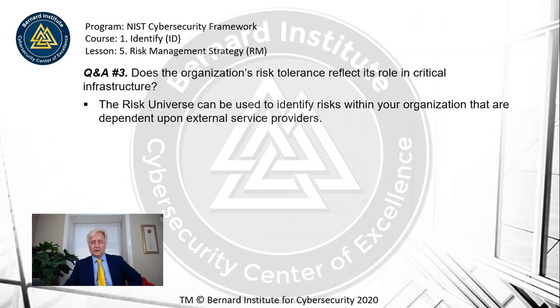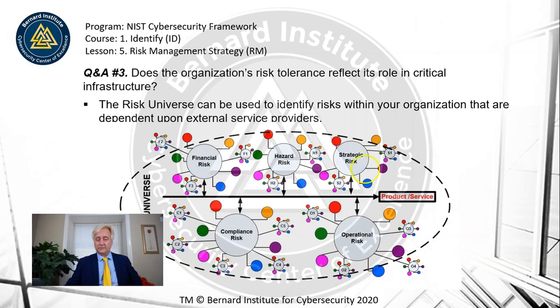The organization's risk tolerance reflects its role in critical infrastructure. So the risk universe, we talked about enterprise risk management before. It defines risks within your organization that depend on external service providers. So here are the big five. These are from the COSO Treadway Commission enterprise risk management framework. So we have financial risk, hazard risk, strategic risk, compliance risk, and operational risk. We have all the assets here. We have people, information, software, hardware, telecom, and facilities. And then we have service providers.